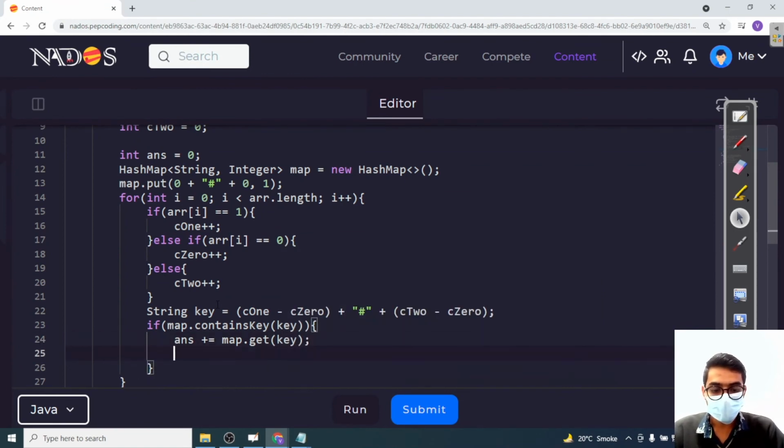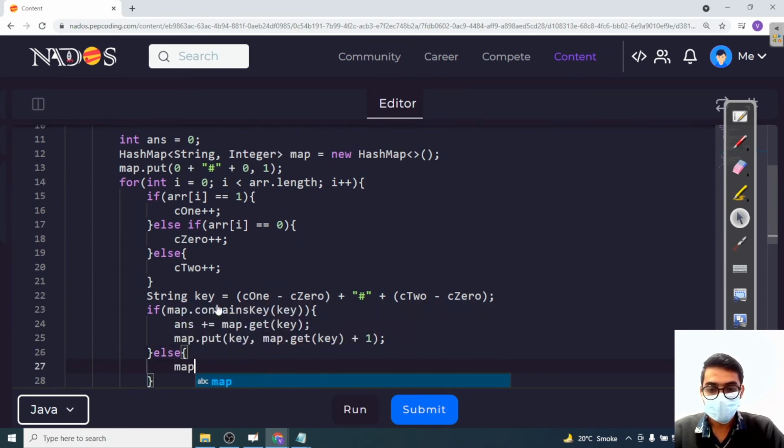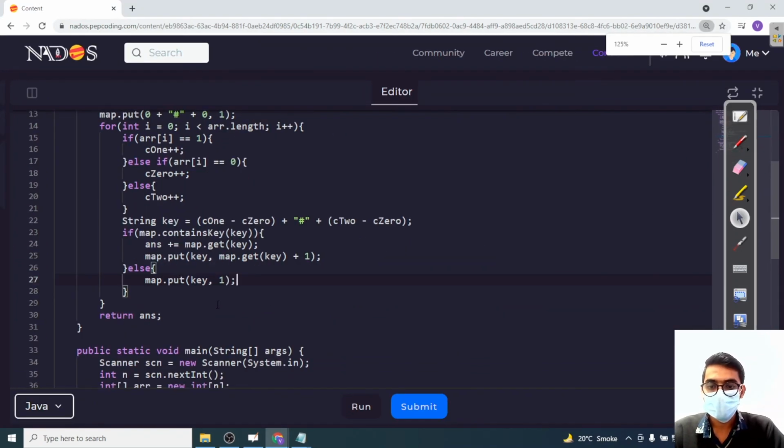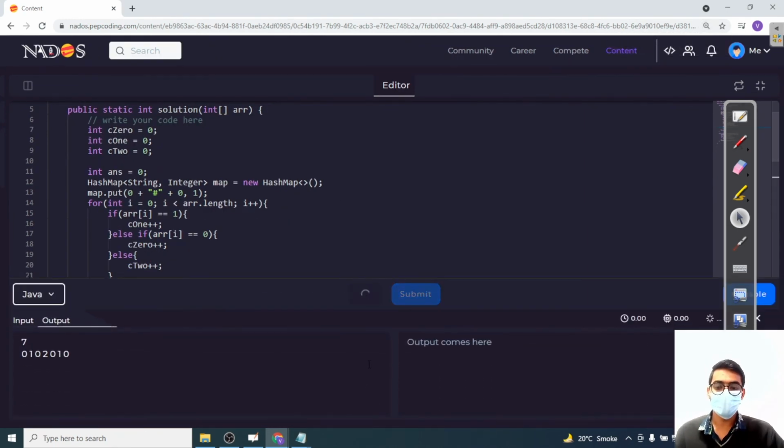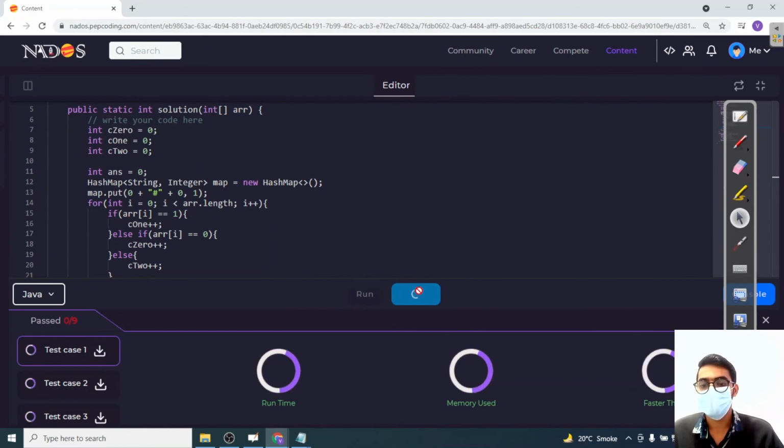Okay, after that we are putting this as key versus map dot get key plus 1. We are increasing the count of that. After that, in the else part, we need to put that into our map. So against that key, we are saying that it appears for the first time. So this is all the code. Firstly, we are taking the count 0, 1 and 2. Let's now run for the sample test case, and let's try to submit it. Will it pass all the test cases or not?